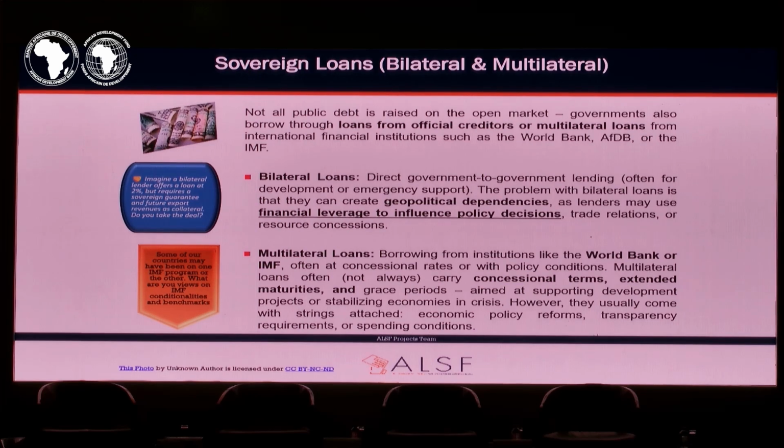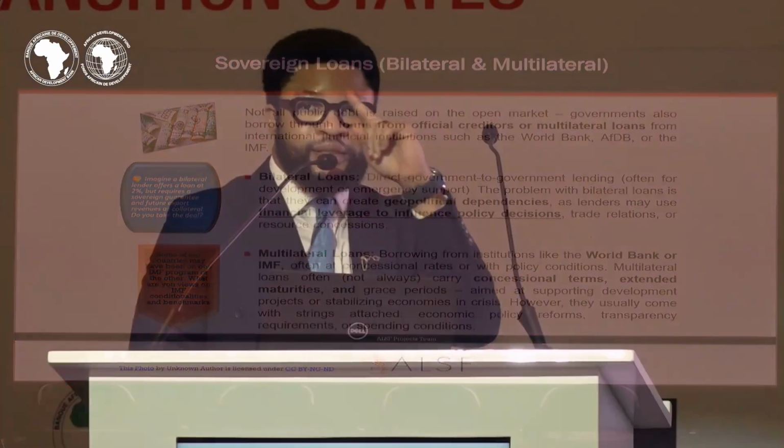Anyone? 2% is, okay, you know what? I would just call on Gambia. Can someone from Gambia, please? What do you think? A bilateral lender offers a loan at 2%, requires a sovereign guarantee and future export revenues as collateral. Do you take the deal? Sorry, you say no? I think we have an answer. Yeah, I will come to Gambia, but I want to give the gentleman in front here an opportunity to share his opinion. Do we have the microphone, please?